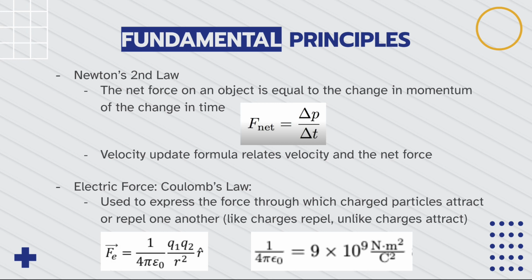The second key concept used is the electric force through Coulomb's law. This is used to express the force through which charged particles attract or repel one another, such as like charges repel and unlike charges attract. Below, we can also see the equation used, which states the electric force is equal to Coulomb's constant times the product of the charges of the particles divided by the squared distance between the particles in the direction of r hat.